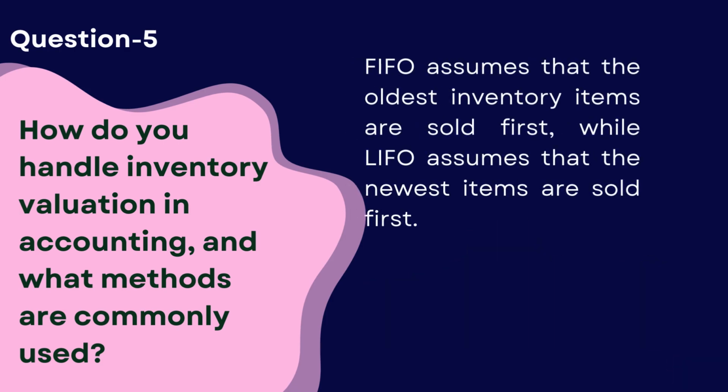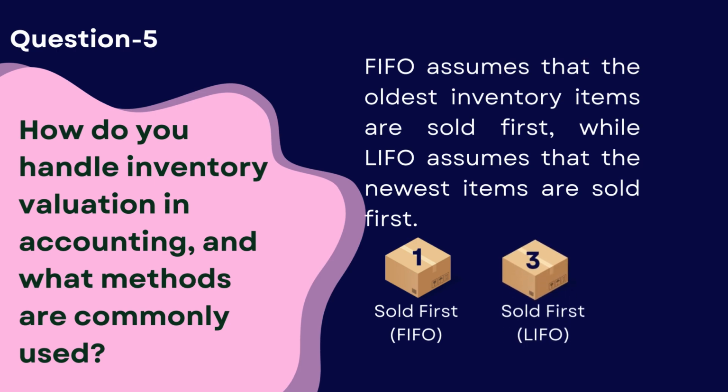First in, first out assumes that the oldest inventory items are sold first, while last in, first out assumes that the newest items are sold first. In the weighted average method, both inventory valuation and the cost of goods sold are calculated based on the weighted average price of all materials obtained over the period.